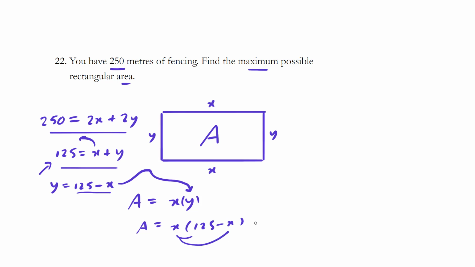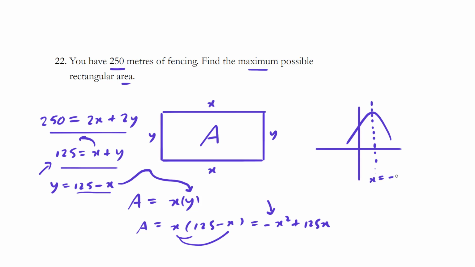We use distribution, and we get negative x squared plus 125x. And notice how this here is a quadratic. Notice the negative coefficient of x squared. We know it's going to be a sad face. But the question is, where is this vertex going to occur? Recall there's a formula for the vertex. It's x is equal to negative b over 2a.